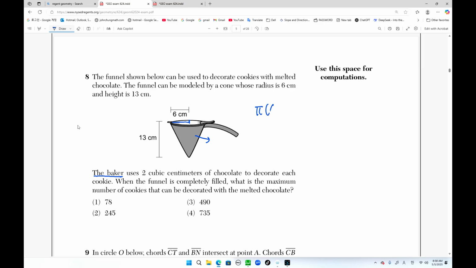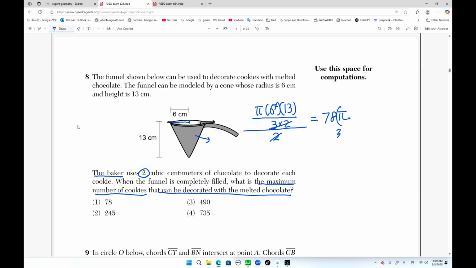Pi r squared times height divided by 3, right? Okay. Find the maximum number of cookies that can be decorated. The baker uses 2, right? You can divide it by 2 there. So this will times 2 over here. 6, okay, this is 6. 1/6 is out. 6 times 13 is about 78 times pi.